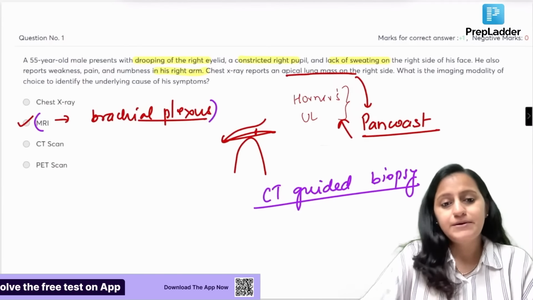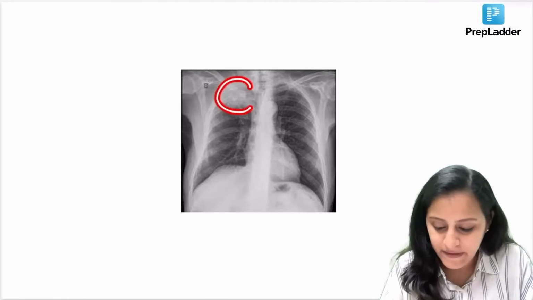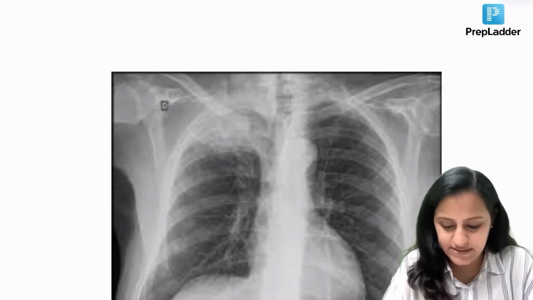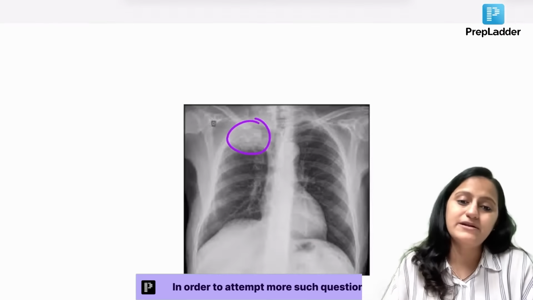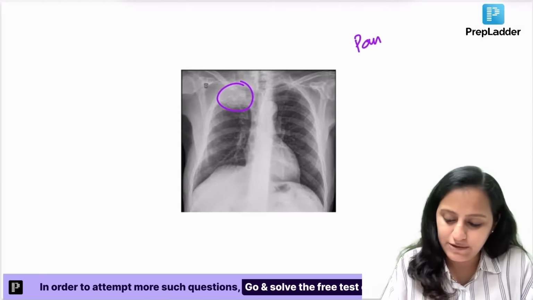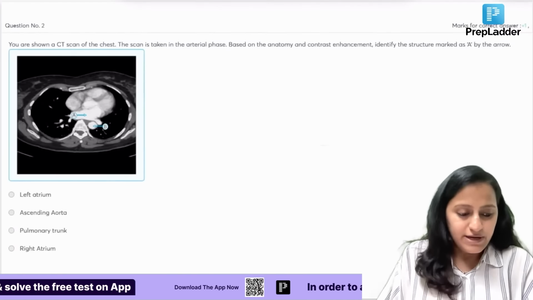Okay. All right, so I hope this is done, and this is the image showing the apex tumor, right? This is an image showing the mass in the apex, and it can invade into the brachial plexus. This is going to be Pancoast tumor. Okay, this is going to be Pancoast tumor. Going to the next one.